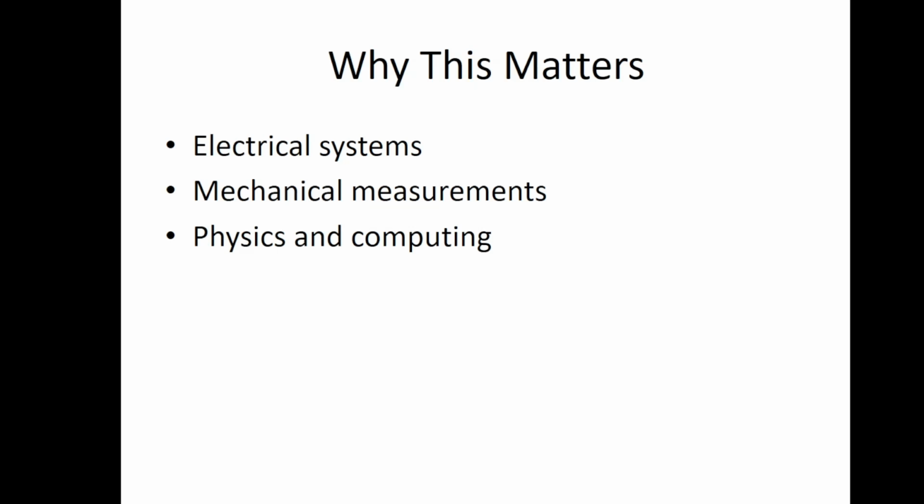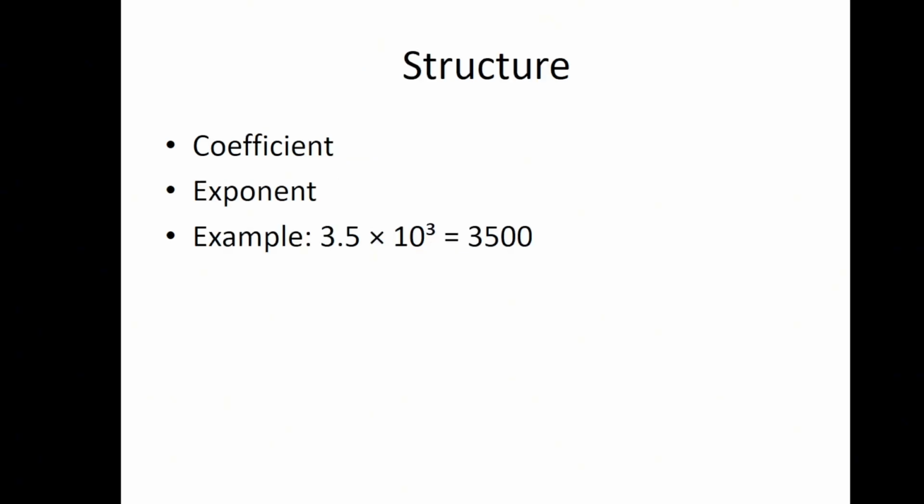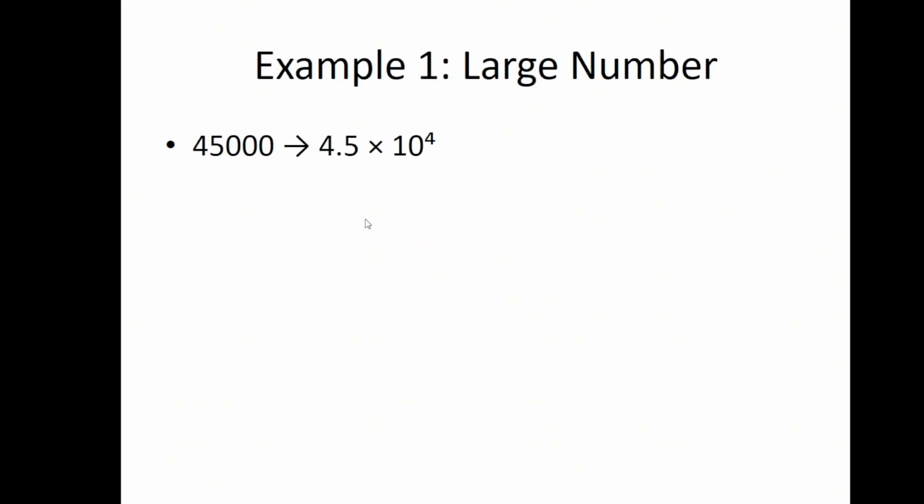So let's proceed. Why does this matter? Scientific notation can be applied in electrical science, systems, mechanical measurements, physics, and also computing. As for the structure, we have what we call a coefficient and an exponent. In this example, we have 3.5 times 10 raised to 3. The whole 3.5 is our coefficient, and in times 10 raised to 3, the 3 is the exponent, which equates to the movement of the decimal point. I'll discuss it further in the next slide.